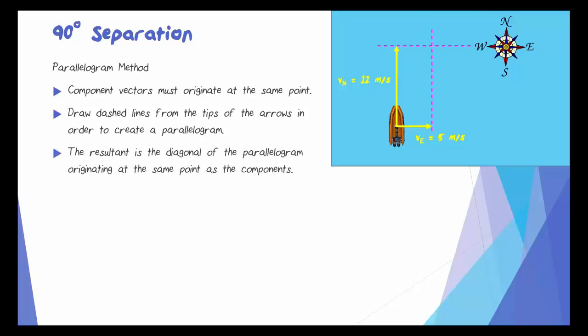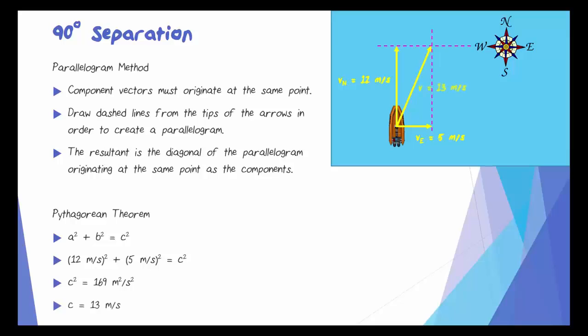Once that's done, the resultant is just the diagonal of the parallelogram that's originating at the same point as the components. So there's our resultant. Since the two component velocities are perpendicular to one another, we end up with a couple of right triangles. This means that we can use the Pythagorean theorem to determine the magnitude of the resultant. So we do a squared plus b squared equals c squared, and plug in our 12 meters per second and our 5 meters per second, and we'll find that the resultant velocity is 13 meters per second.